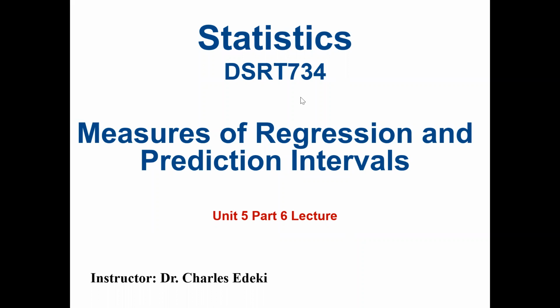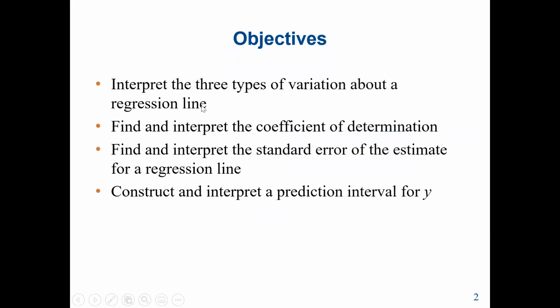This is statistics. These lectures cover the measures of regression and prediction intervals. Our main objective is to explain the three types of variations about a regression line. Also, we are going to find the coefficient of determination and also the standard error of the estimate for a regression line. We're also going to learn how to construct and interpret a prediction interval for a y.